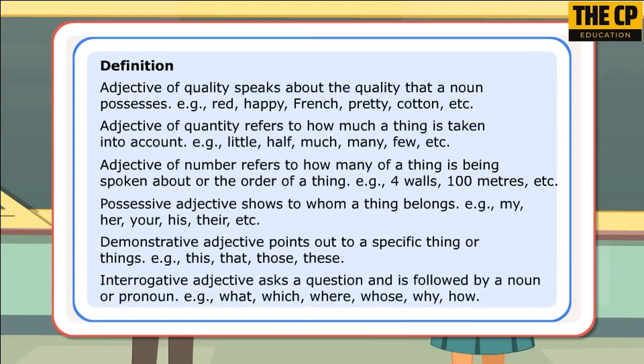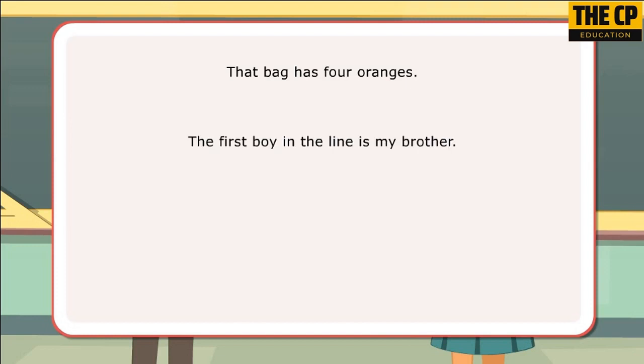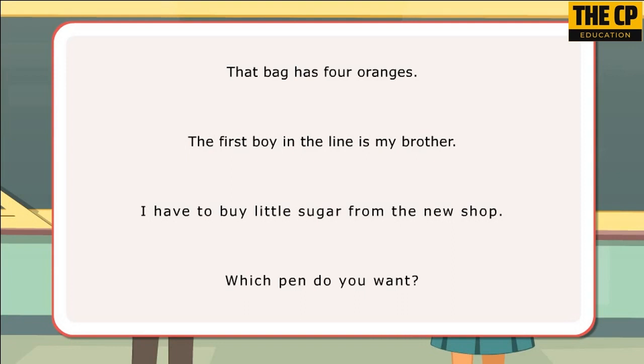Interrogative adjective asks a question and is followed by a noun or pronoun. Let us look at a few sentences. That bag has 4 oranges. The first boy in the line is my brother. I have to buy little sugar from the new shop. Which pen do you want?